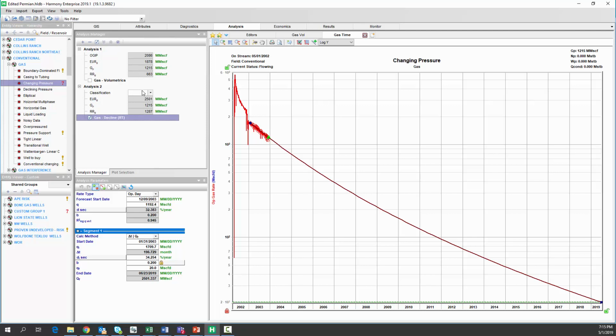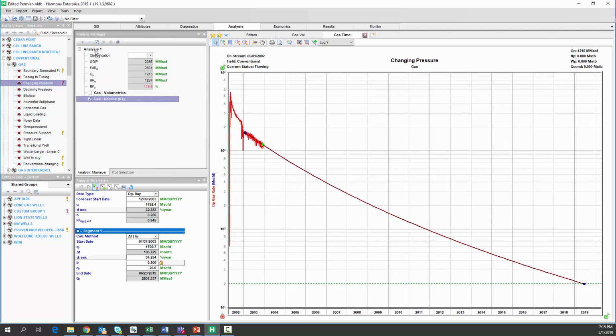I kind of want to calculate a recovery factor, so I don't want to pull my calculator out. Well, guess what? All you need to do is grab this decline and drag it into your volumetrics analysis. Okay, we're starting to merge these together already. So again, here's our OGIP from Volumetrics, our EUR from decline, and it's calculating a recovery factor of over 100%. Well, that's impossible, right? We can't produce more than we have in the ground.